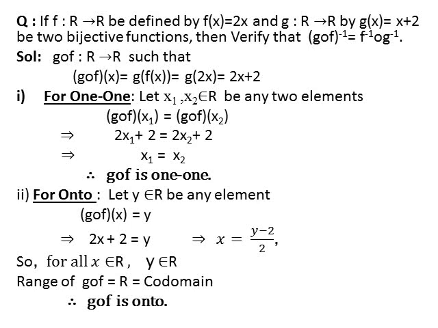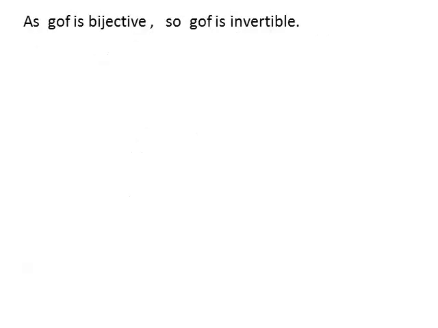For onto, we calculate the range. So we write g of f(x) equals y. It implies that 2x plus 2 equals y. So simplify it and get x in terms of y, that is x equals (y minus 2) upon 2. Here we can observe for all x belonging to R, y also belongs to R. So the range of the function is equal to R, that is equal to the codomain. Therefore g of f is onto. As g of f is both one-one and onto, the inverse of g of f exists.